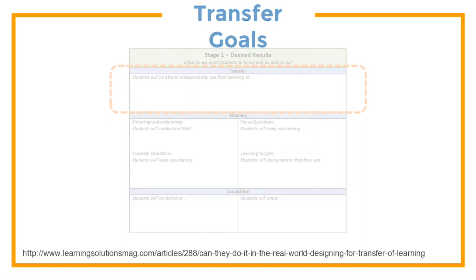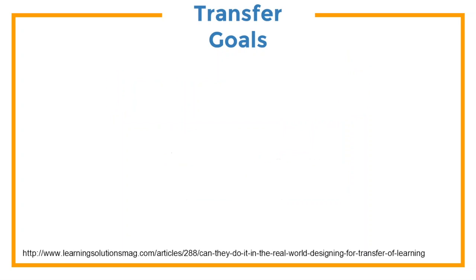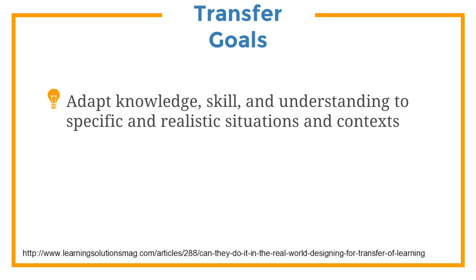So here is the definition of transfer goals. First of all, a transfer goal is where I adapt knowledge, skill, and understanding from a specific context to other specific contexts and realistic situations. Okay? So I'm going to adapt my knowledge and skill, adapt what I own, or we can say apply, if you like that better, to specific and realistic situations and contexts.